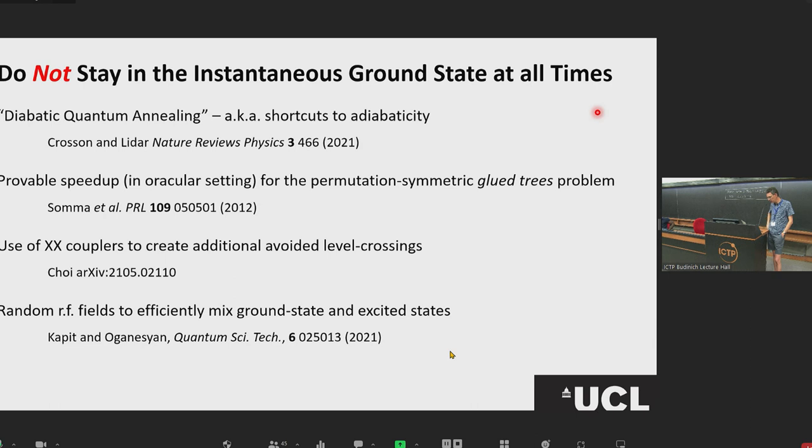And I should point out also that some of this is sort of in the same spirit as this proposal by Elliot Caput and colleagues, where by applying RF fields during the anneal, you can effectively mix the ground state and the excited state. So there's a lot of published work, and I refer to this review here by Elizabeth Crosson and Daniel Lidar for more information.